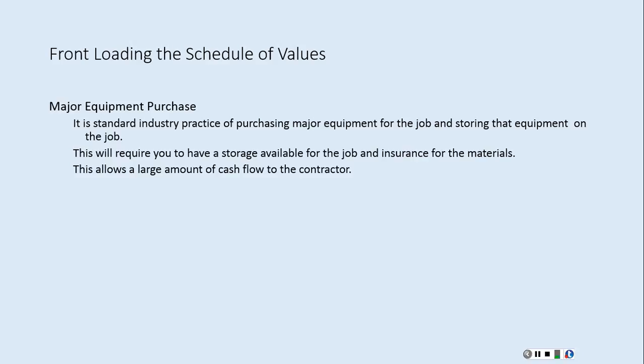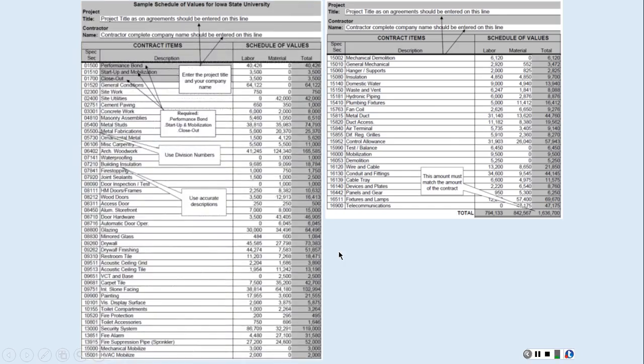But it also allowed, when you pre-purchase products, you can get a discount on the equipment. So the owner actually got the equipment a little bit less expensive than they would have if they had purchased it later in the job. They were going to use it anyway. If they have the financial wherewithal, they sometimes would take advantage of that. And that's one way where you could front load the schedule of values.